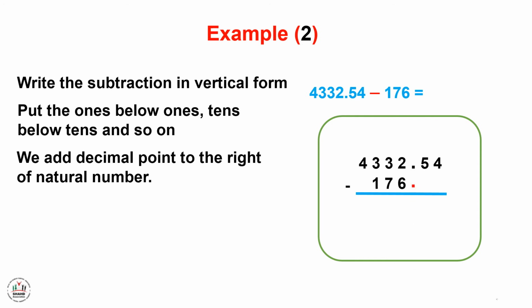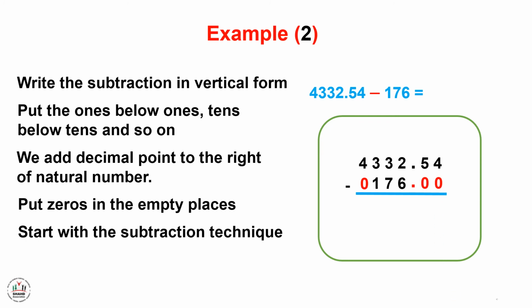So we write it here. Okay. Now put zeros in the empty places. So we put 0 in the 100 digit below 4, then 0 below 5 in the 10th digit, and 0 below 4 in the 100th digit.